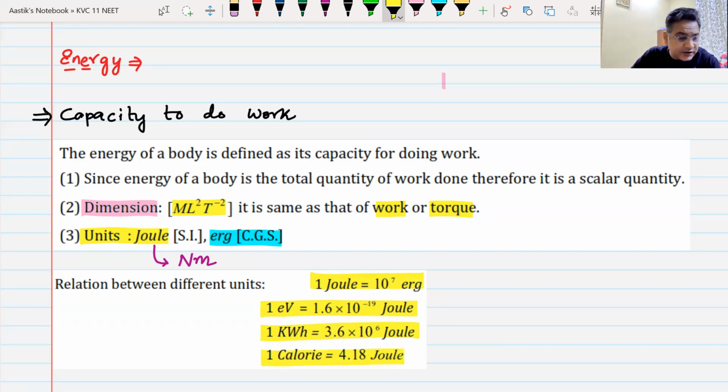I'll give you 1 minute to note it down. Once you are done, please let me know. Let me know once you have noted down, beta.